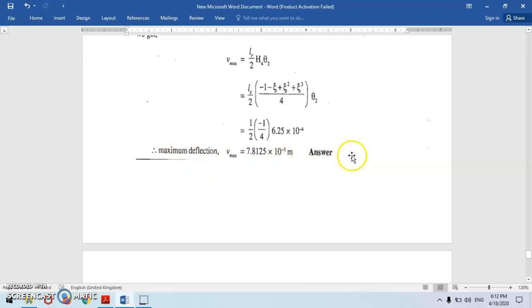It is at the half of the beam, the midpoint of the beam. At the midpoint of the beam, the zeta value is 0. That is why we have substituted zeta as 0, and theta 2, which we have found out already, that is theta 2 is 6.25 into 10 raised to minus 4. So V max, that is the maximum deflection, will be this value.